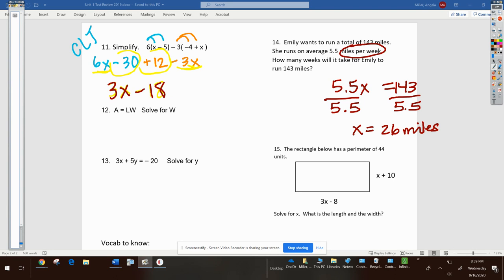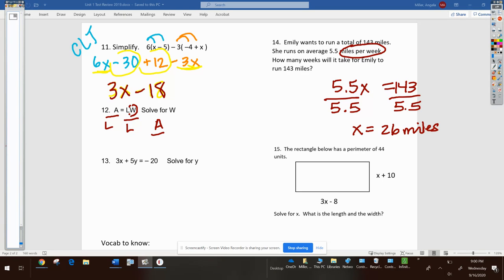Area equals length times width, and we need to solve for width. So I like to circle my variable that I'm solving for because I don't want to move it. So if I don't want to move my W, I'm going to have to move my L. So the opposite of multiplying by L is to divide by L. So I now have A divided by L. My L's are going to cross out, equals W.